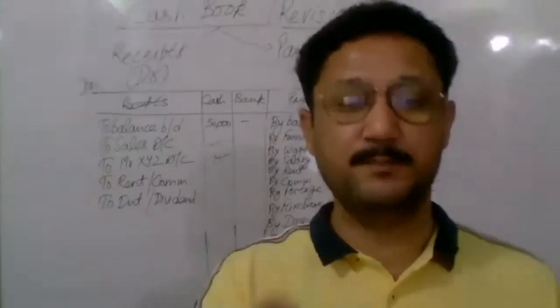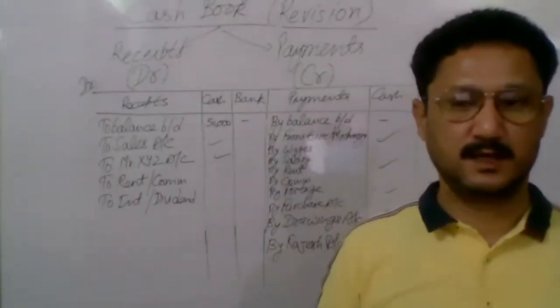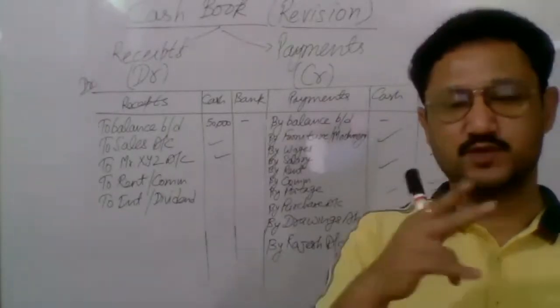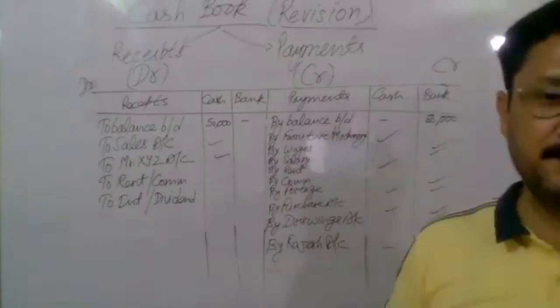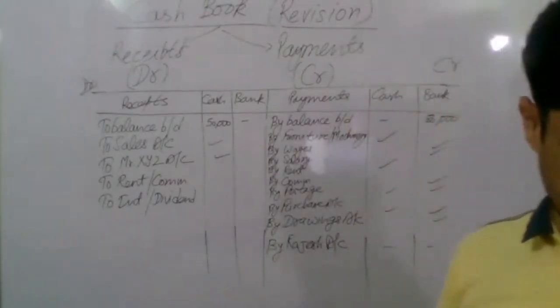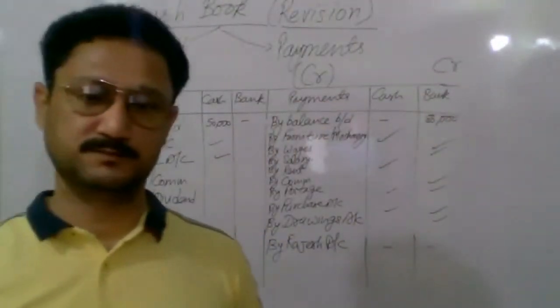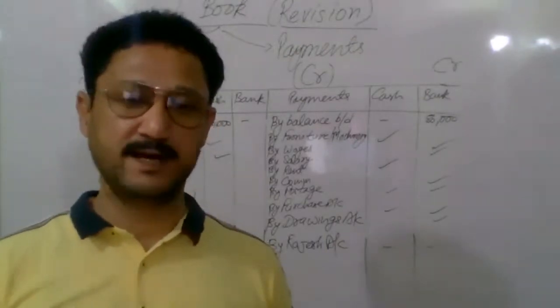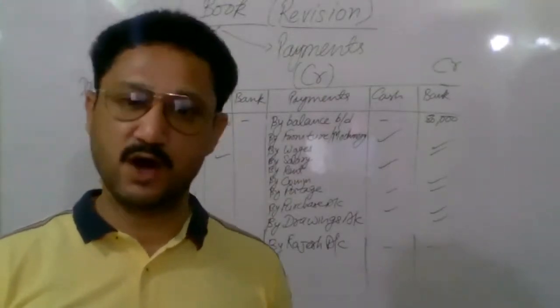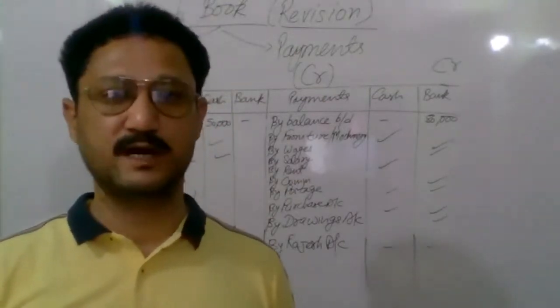Number 1, depositing money in the bank. Number 2, opening a new account in the bank. These 2 are the same entries. Then there is one more. Withdrawing money from bank for office use. Withdrawal of money from bank for office use. This is also a contra entry.